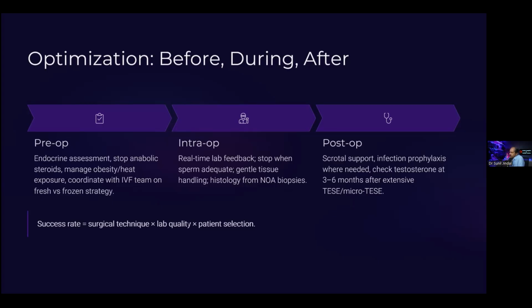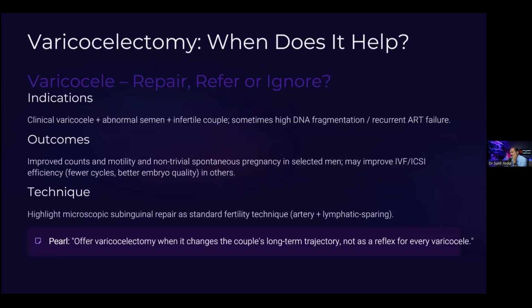Postoperatively, scrotal support, infection prophylaxis when needed. Check testosterone at 3 to 6 months after extensive TESA and micro TESA. Now, success is dependent on the surgical technique, the lab quality, and the patient selection. And along with that, how much patience you have to do this procedure.